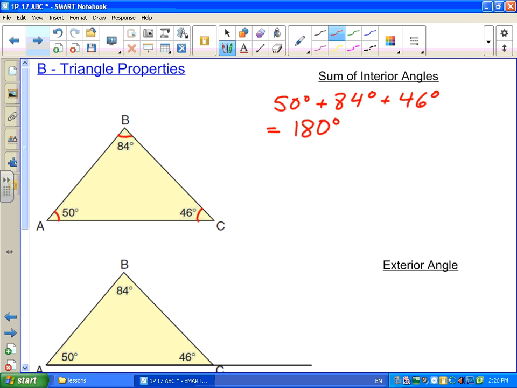So for a triangle, the interior angles add to 180 degrees.